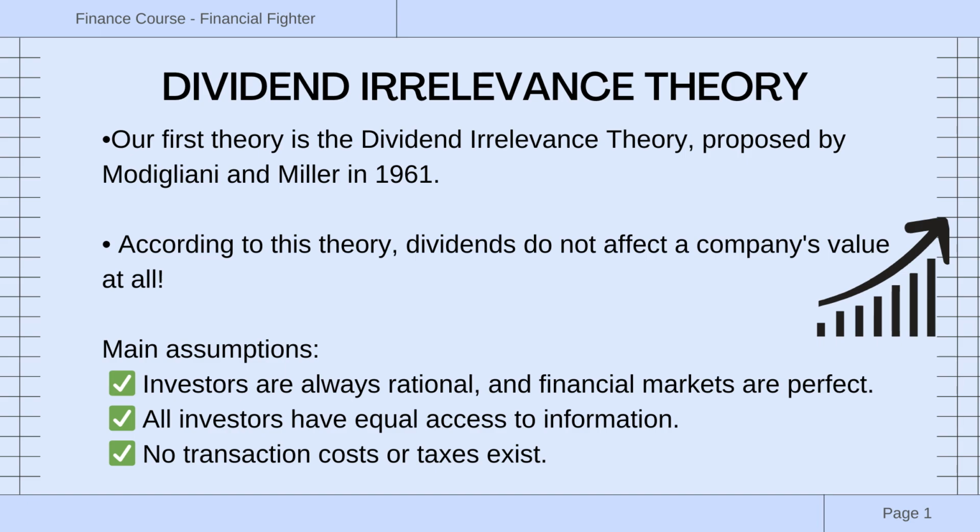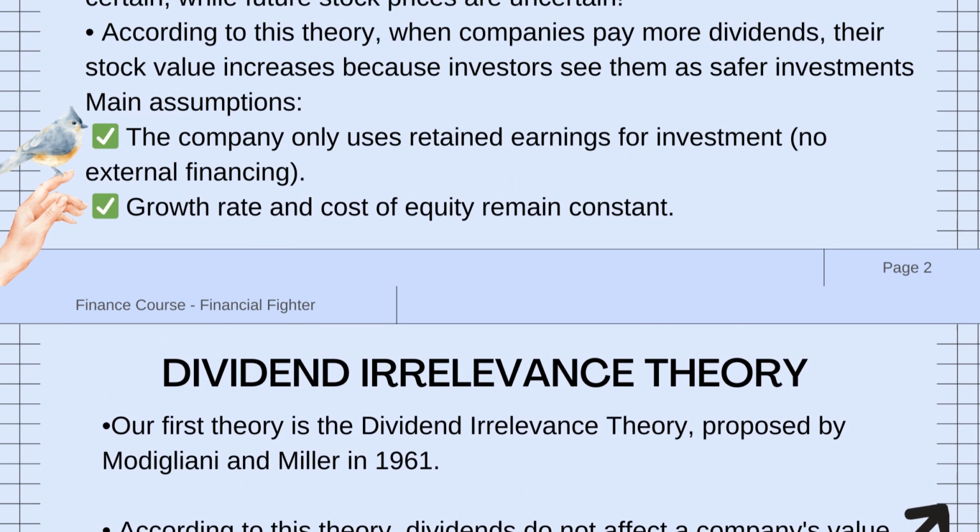Main assumptions: investors are always rational, and financial markets are perfect. All investors have equal access to information. No transaction costs or taxes exist. But do we really live in a perfect market? Probably not. That's why many experts challenge this theory. Let's look at the next one.